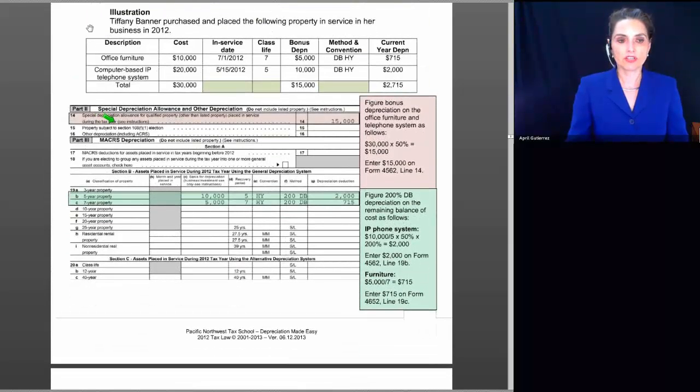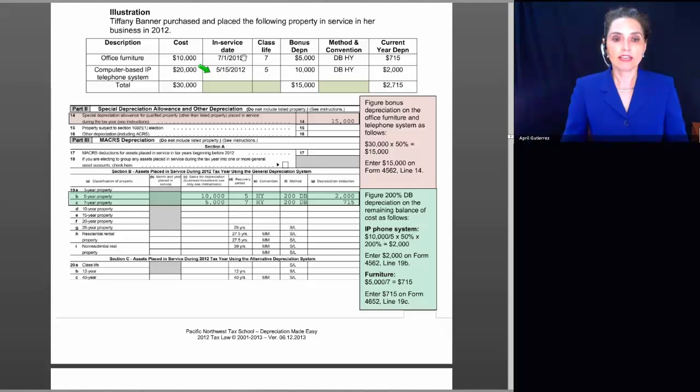So here is an illustration where we've got a couple of different assets placed in service at the same time. Tiffany Banner purchased and placed the following property in service in her business in 2012. Office furniture costing $10,000 and a computer-based IP telephone system costing $20,000. The total cost of the assets placed in service during the year is $30,000. Office furniture is 7-year property. The computer-based phone system is 5-year property. Based on the dates placed in service, we do not have a situation where more than 40% of the assets placed in service during the year were placed in service in the final quarter. Therefore, the half-year convention is going to apply.